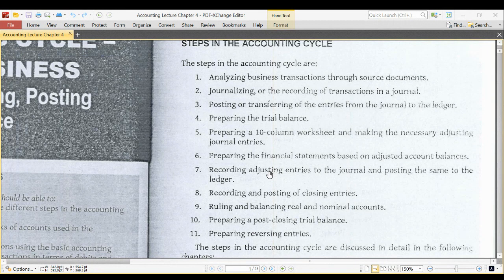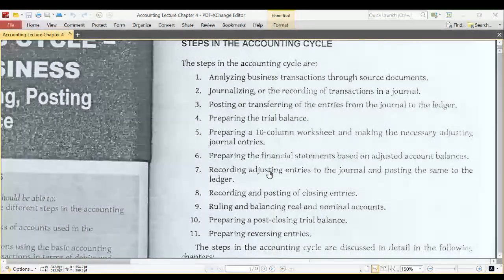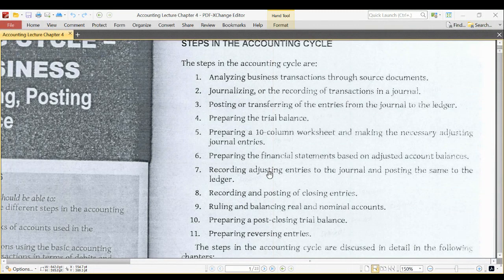The number 9, ruling and balancing of real and nominal accounts. So, kukunin natin mga ending balances nila. And then, preparing a post-closing trial balance. So, after mag-close ng nominal accounts, kukunin natin yung balances lang ng real accounts. Ibig sabihin dito, yung income and expenses, zero na magiging balance dito sa post-closing trial balance. Zero na yung income and expenses, napunta na sila sa capital account.